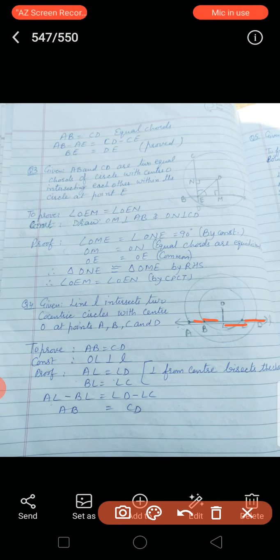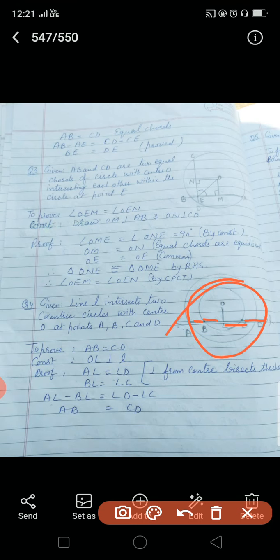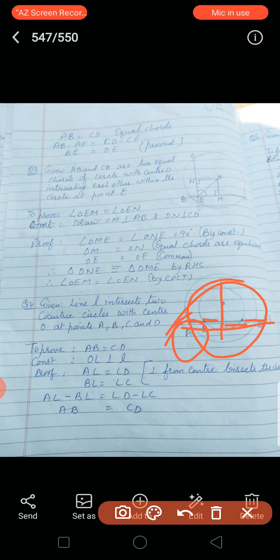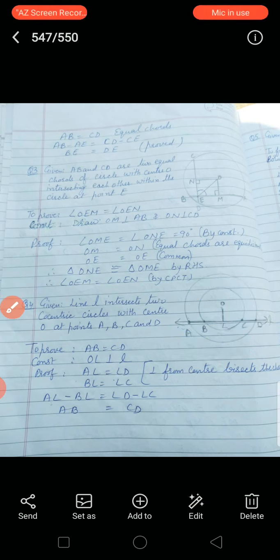So BL is equal to LC, and the same AD is the chord of the larger circle. So you can see that a line segment coming from the center bisects the chord. Here, from A to L and L to D are equal. So let us start the solution.